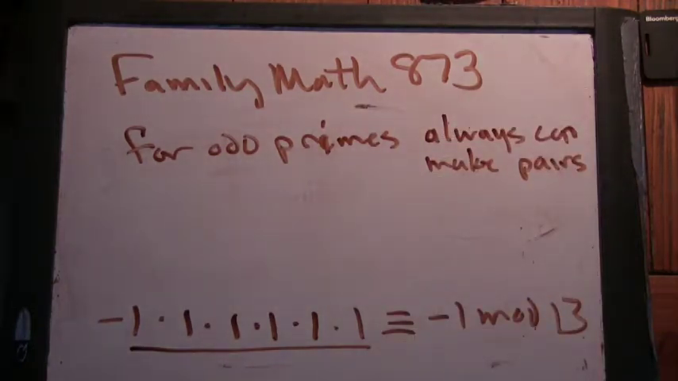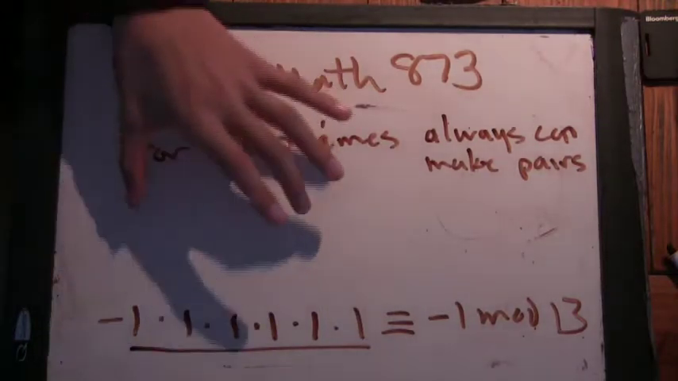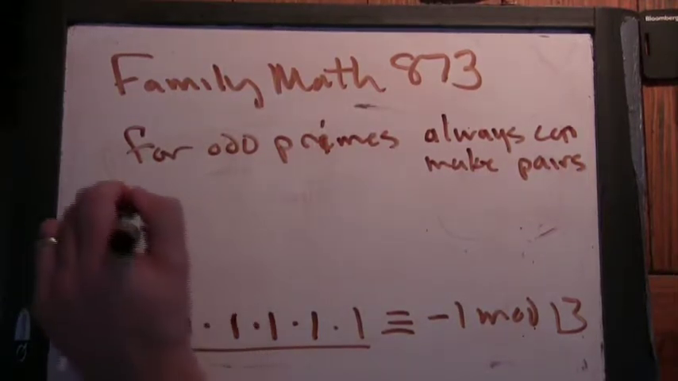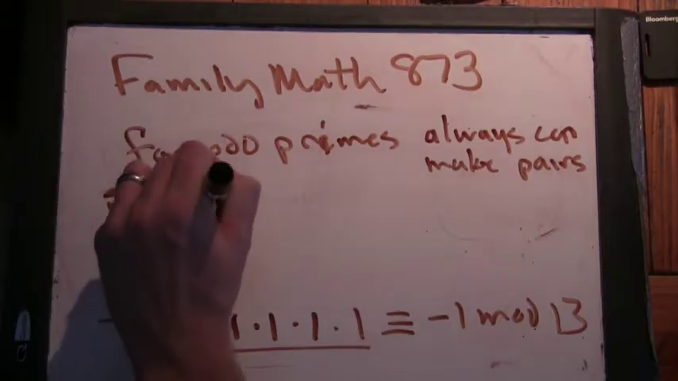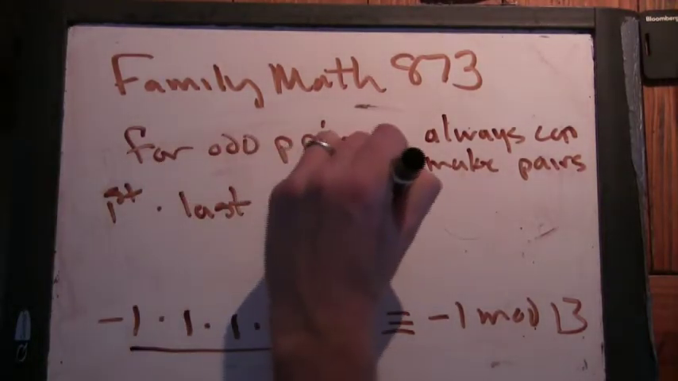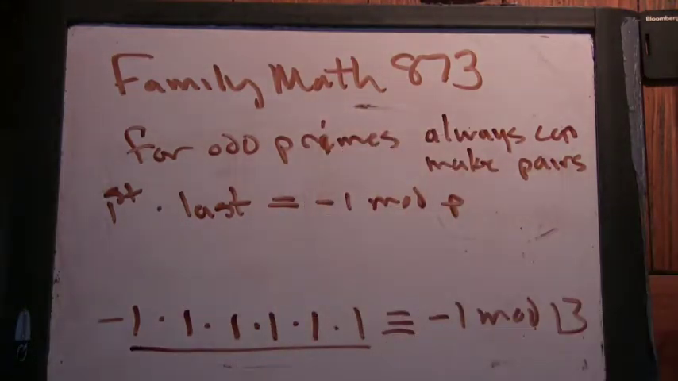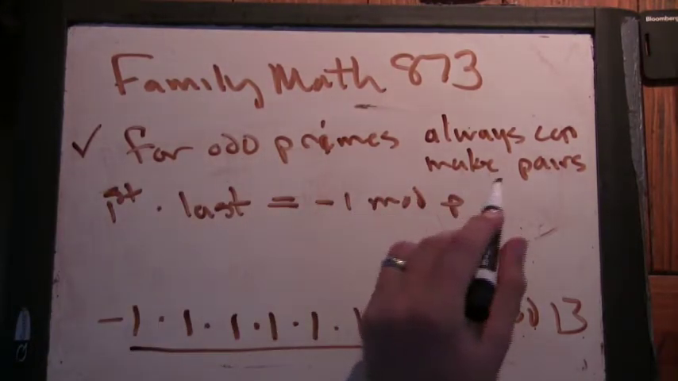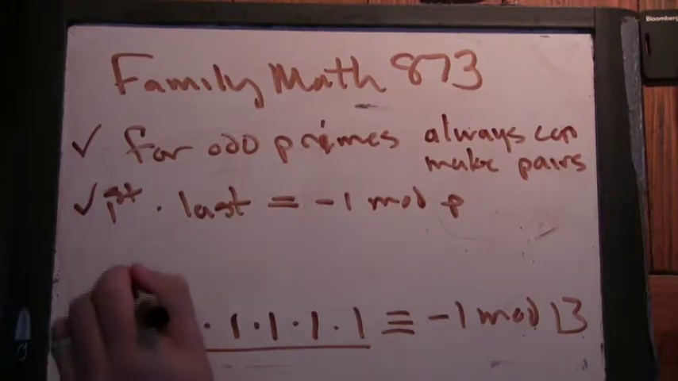All right, what else can we say? Well, our first and last numbers in the factorial seem to always create our -1. Okay, so first times last equals -1 mod p. Okay, tell me why that's true. Well, because you have the -1 mod p times the 1 mod p, so it's just going to get you a -1. Okay, good. So we always have an even number when we're doing our odd primes to make pairs. The first and the last always give us the -1.